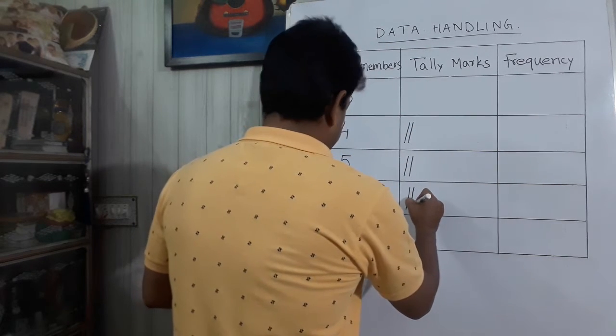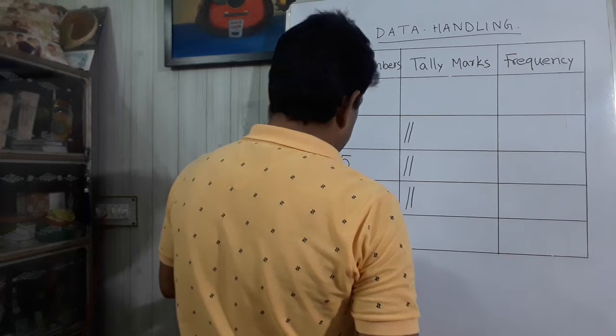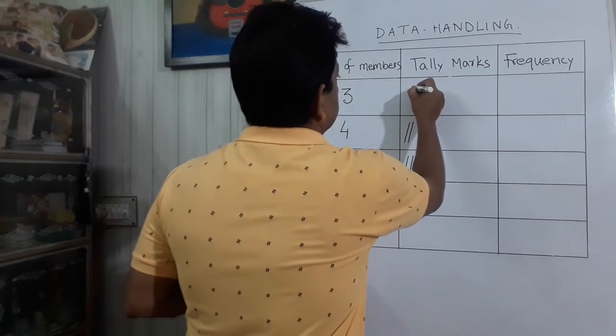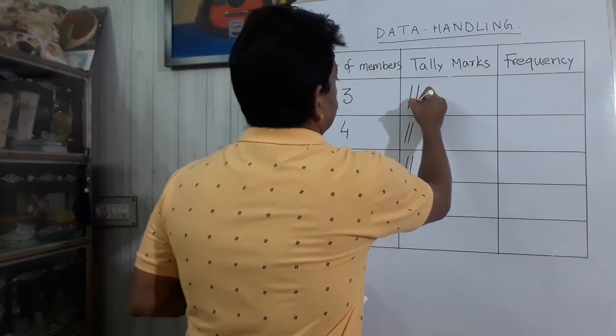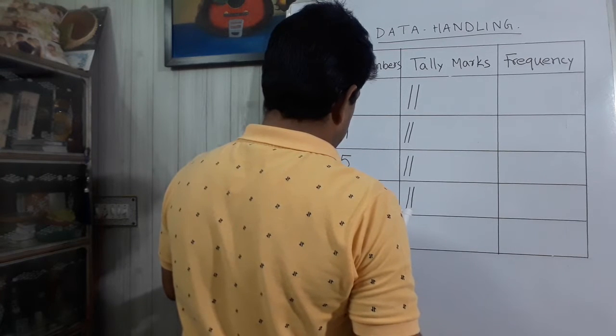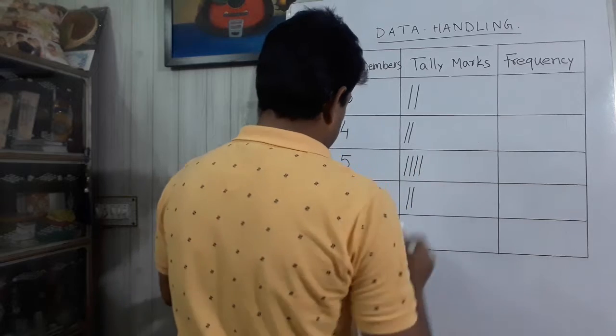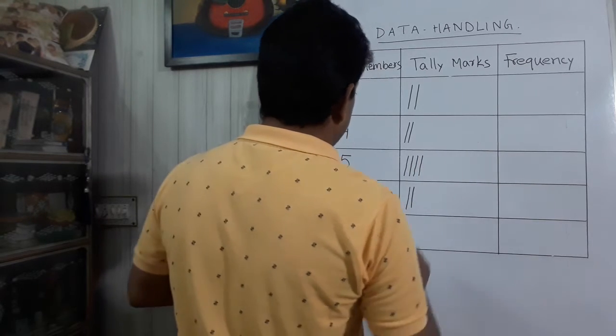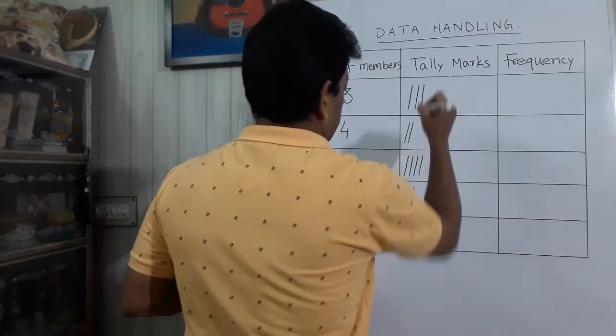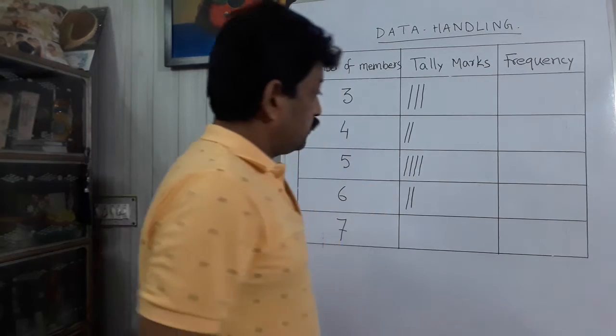6. Then 3 twice. 1, 2. Then 5. Again 5. Then 3. Then 5 again. Now see here.